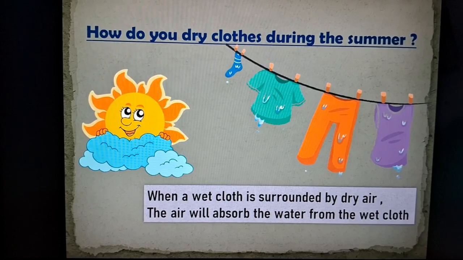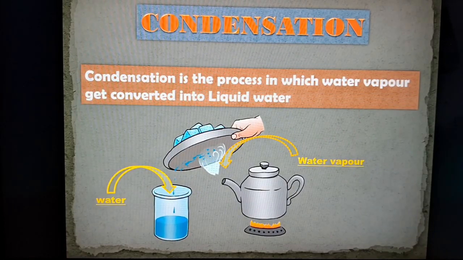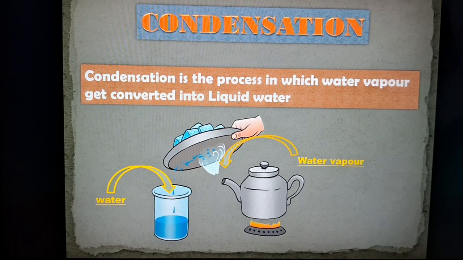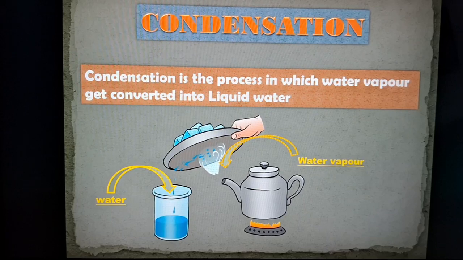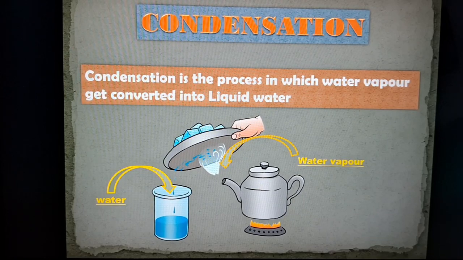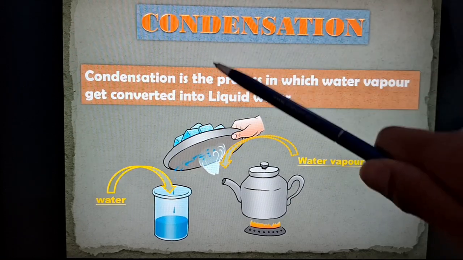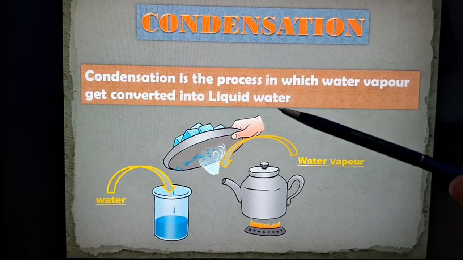Now we learn the next concept, which is condensation. So, what is condensation? Condensation is the process in which water vapor gets converted into liquid water. Condensation is exactly the opposite of evaporation. In evaporation, students, what we learned is that water gets converted into water vapor, that is, liquid gets converted into gas. So in condensation, exactly the opposite, the gaseous form, water vapor, is converted into water, the liquid form.